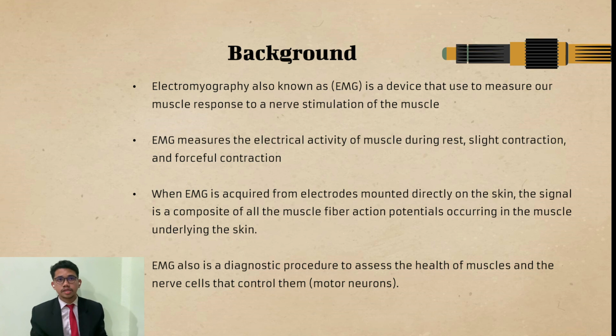The electrode will receive the electrical signal from our muscle and send the signal to the computer, which shows the amplitude. EMG is also a diagnostic procedure to assess the health of the muscles and the nerve cells that control them, also known as motor neurons. EMG results can reveal nerve dysfunction, muscle dysfunction, or problems with the nerve to muscle signal transmission.